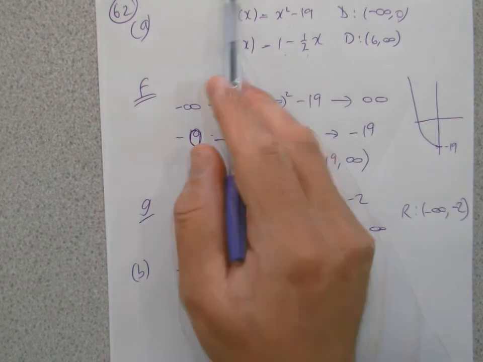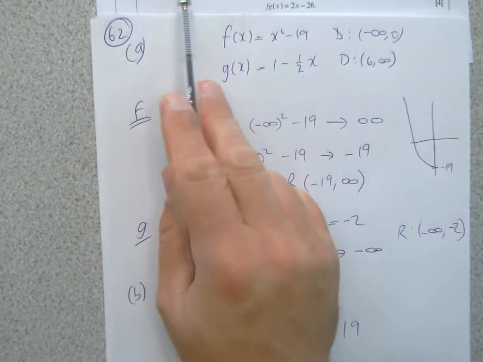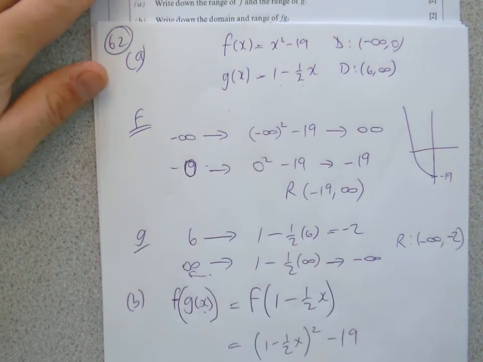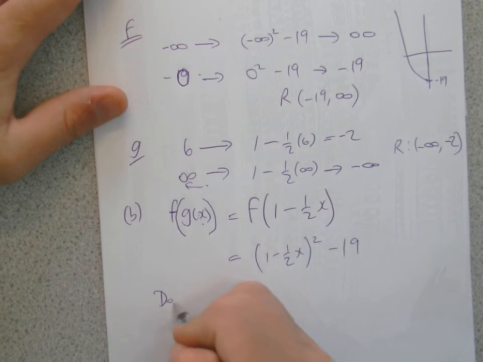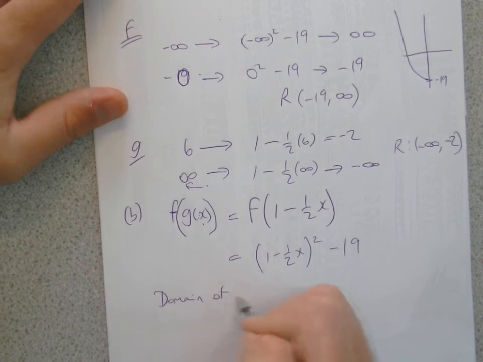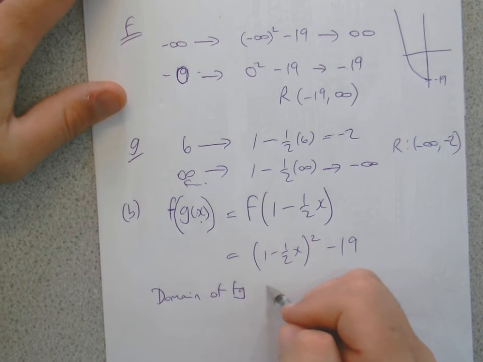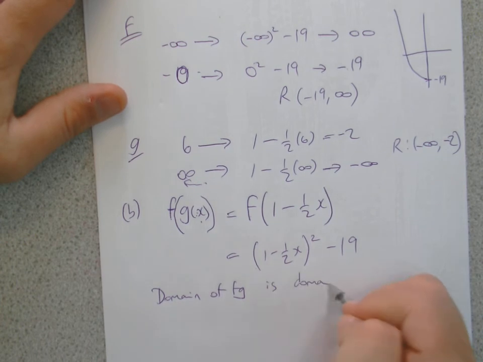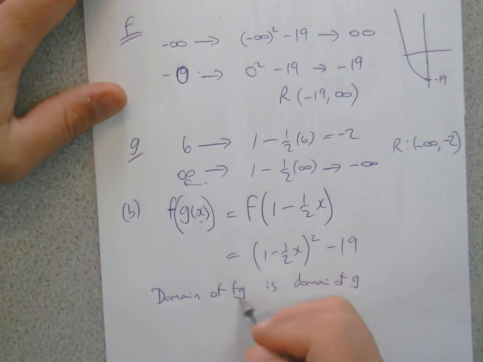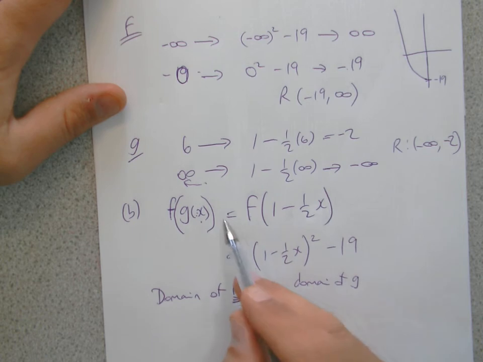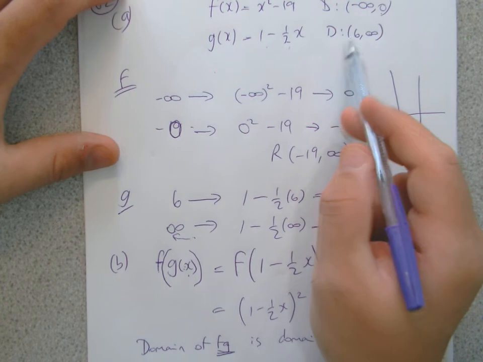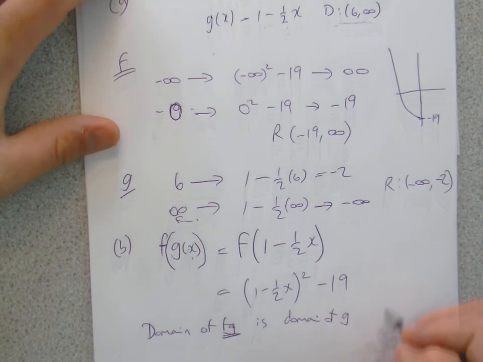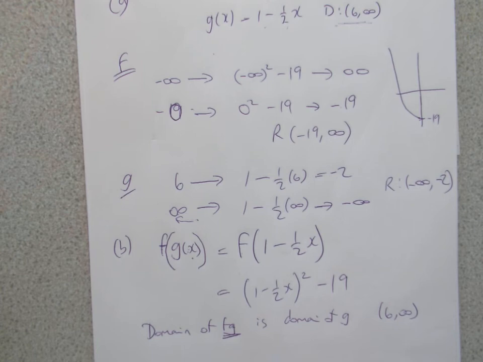Now, we want to actually answer part B, which said write down the domain and range of fg. Now, if you think about it, straight away I can find the domain of fg, okay? The domain of fg is simple, because the domain of fg is simply the domain of g, always. The domain of this is always the domain of this right-hand function here. Because remember, it's g that goes into f. You start off with g, so you've got to take the domain of g, which will be this here, so 6 to infinity.